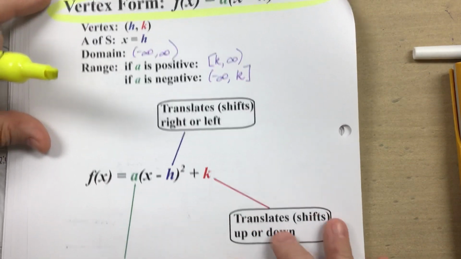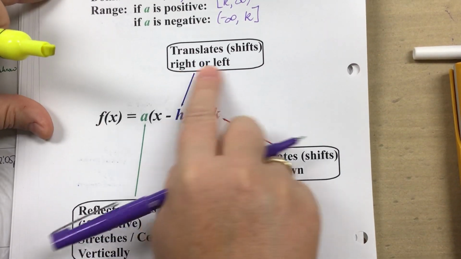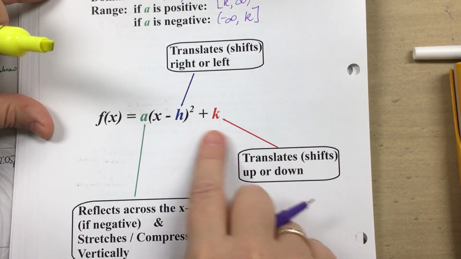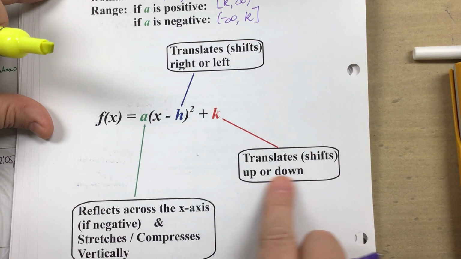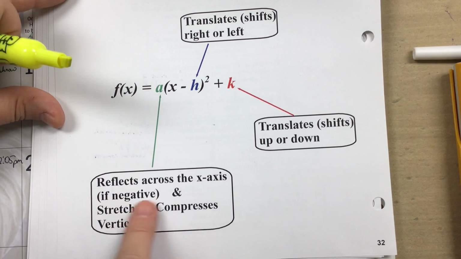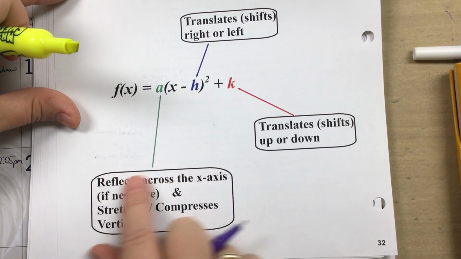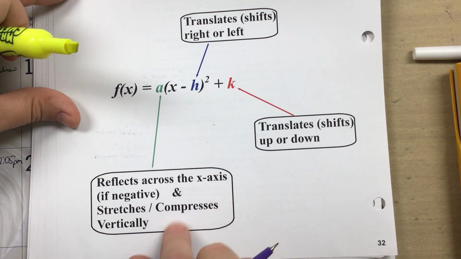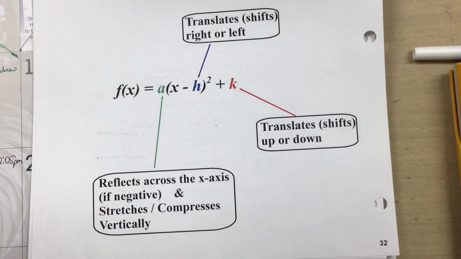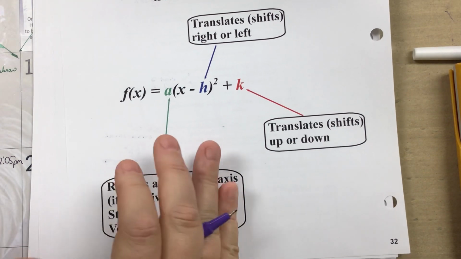So again, just putting it all together here. My h value is shifting the graph left or right. My k value is going to shift the graph up or down. And then the a value out front is going to tell you if it's a vertical stretch or compress. And if it's negative, it's going to tell you that it reflects across the x-axis. So we're going to put all of these together and see what we can do here.